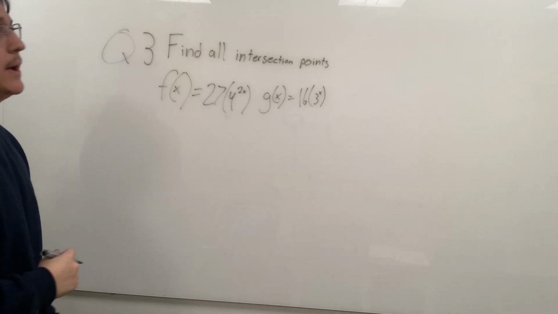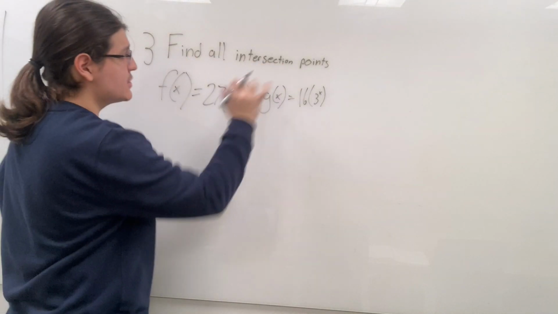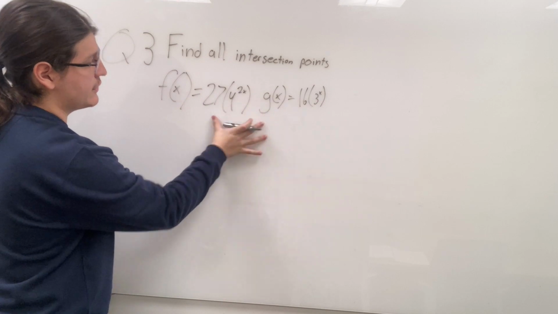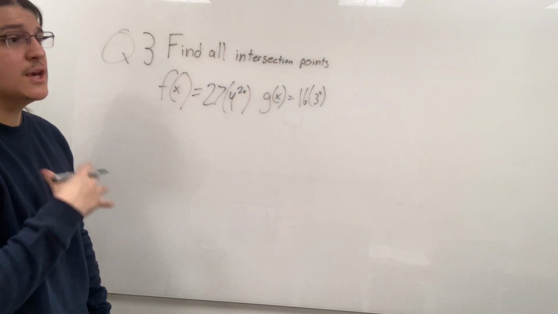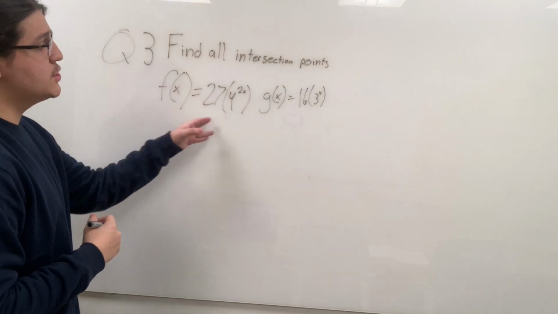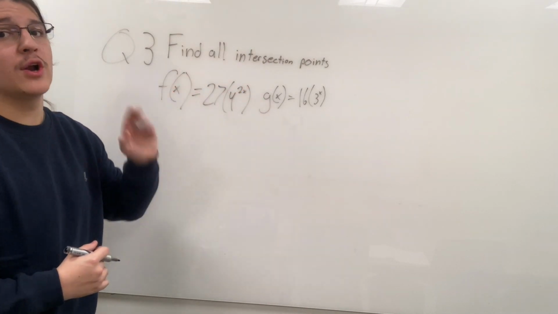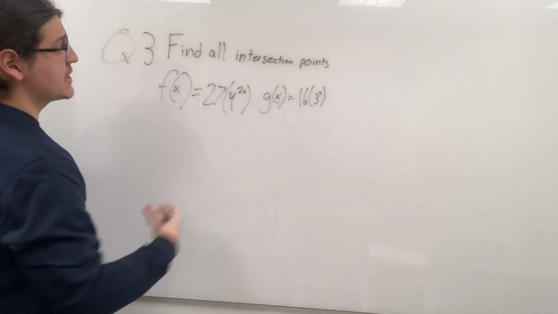All right, now our third problem. We're going to find all the intersection points of these two functions. Now, in order to find intersection points of functions, we have to set them equal to each other. And when we do, we can find the x-coordinate of where they collide.